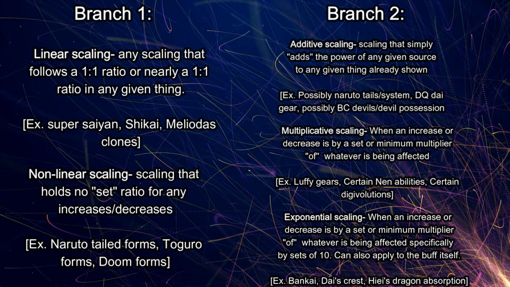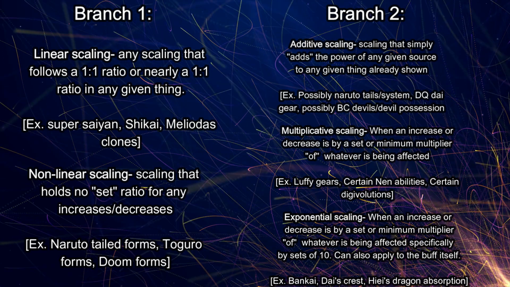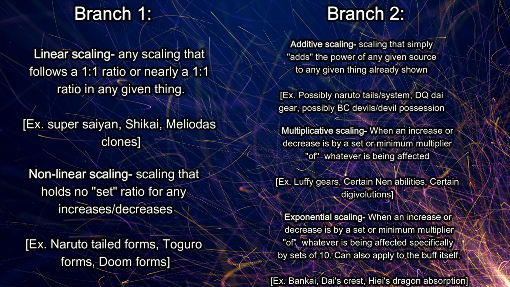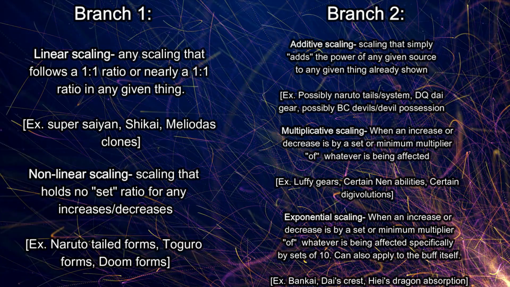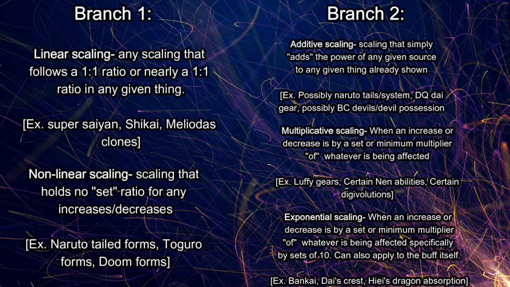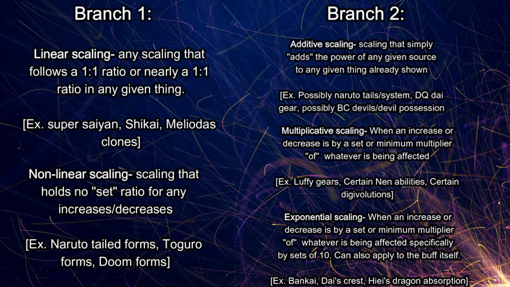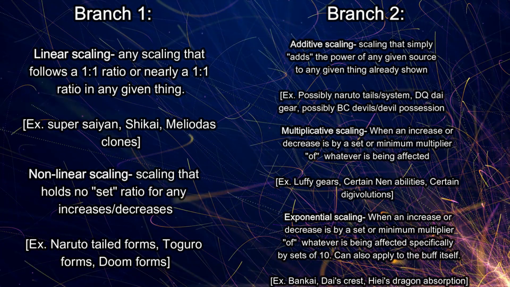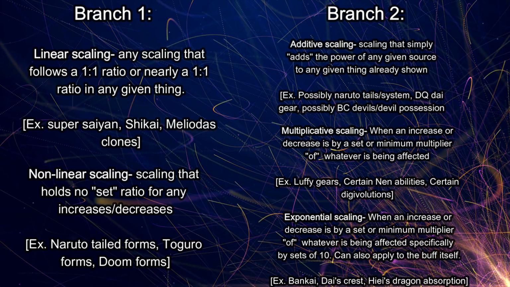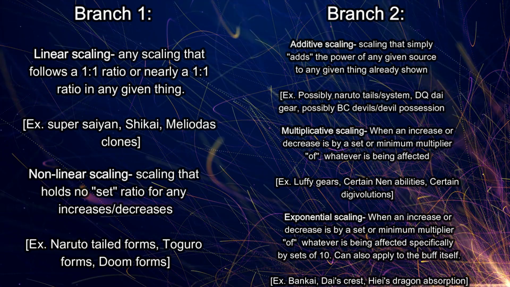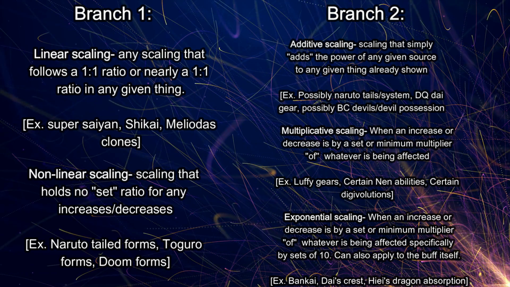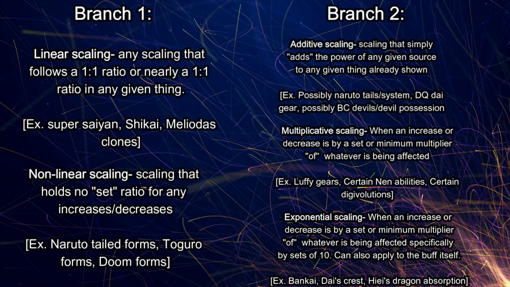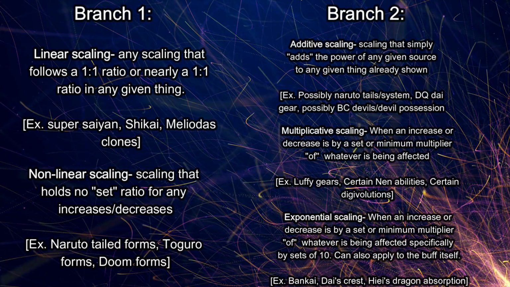Yu Yu Hakusho is clearly not only exponential in scaling, but of a non-linear basis. I would argue the highest tier type of scaling for power. Any series that is using a non-linear in the positive, because it could go negative, but in a positive non-linear basis on an exponential increase will result in the highest type of scaling. It doesn't mean it will be the strongest series, but it will have the strongest type of scaling. So yes, Yu Yu Hakusho is non-linear exponential.